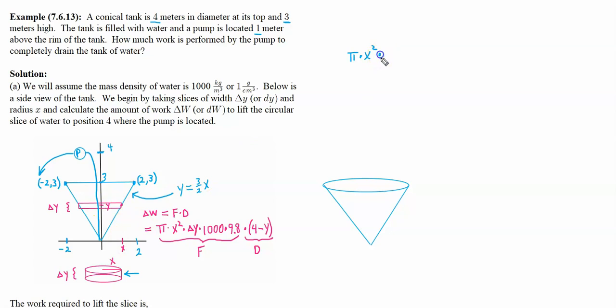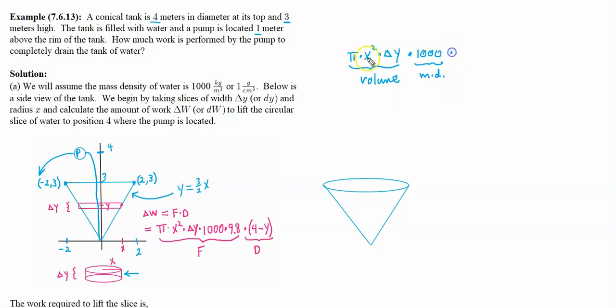Okay, now that's the area of the base. And then we multiply by the width of this slice. That's delta y, we're going to call it. So times delta y. Now this is the volume of that little slice. To get the mass, we need to multiply by the mass density of water, which is 1,000. Okay, so that is our mass density of water.